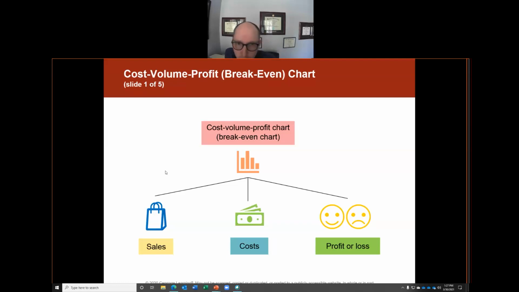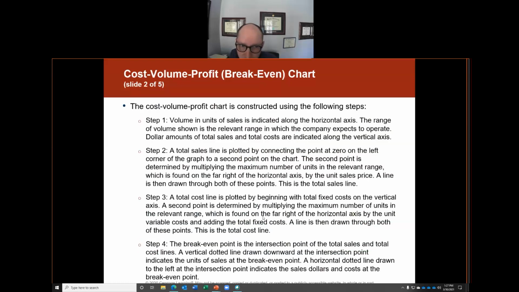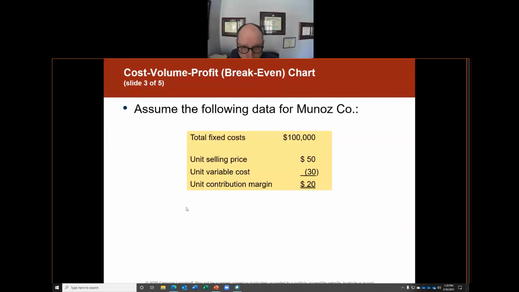Now, of course, I can chart this data to help me identify my point of break even and what that all looks like based off of sales and costs, and if we make a profit or a loss. There's a bunch of steps to create a chart. Don't worry, I'm not going to have you create a chart. I do want you to understand how to read the chart though. So here are the steps to create the chart. So let's take a look at the chart. Fixed cost 100,000, sales price 50, variable cost 30, gives me unit contribution margin at 20.